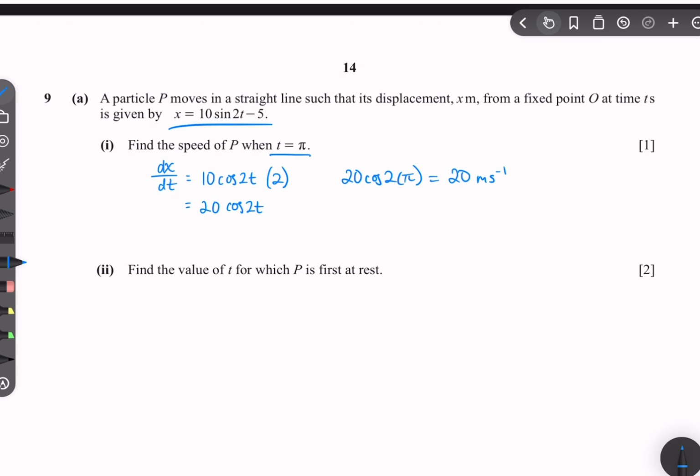Okay, part 2. Find the value of t for which P is first at rest. So for P to be at rest, its velocity must be equal to 0. So the equation of the velocity is equal to 0. And then inverse of cos, we'll get pi over 2, and then t is equal to pi over 4. And by the way, since we are finding the value when P is first at rest, we can just use the first inverse cos value.